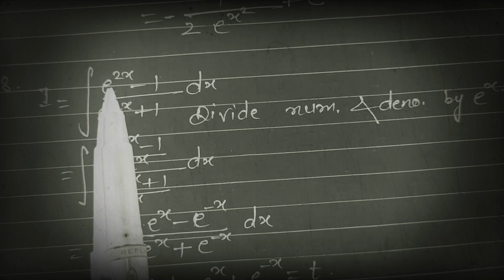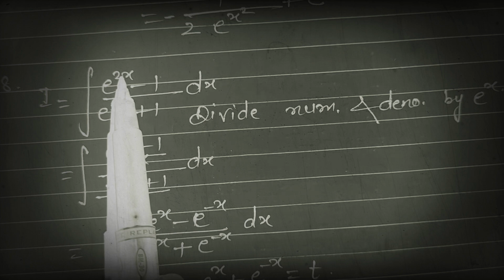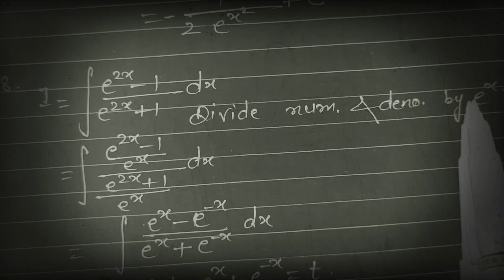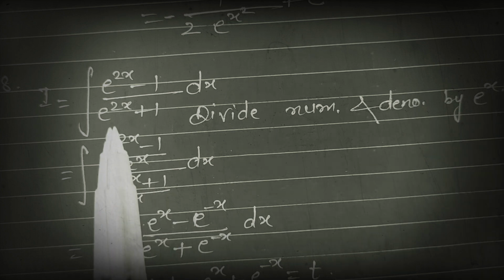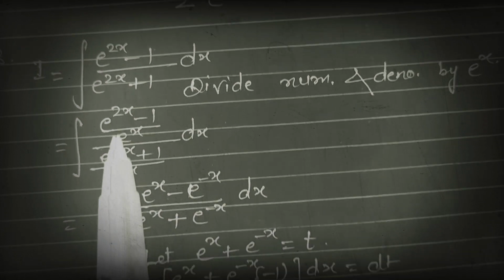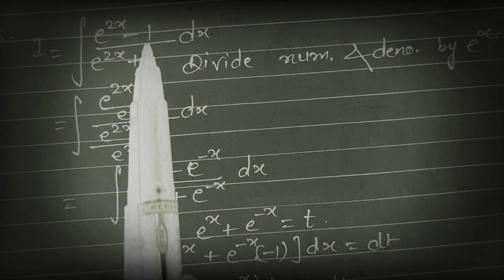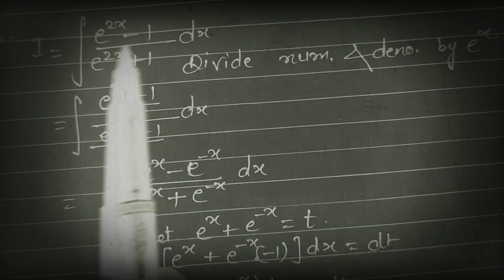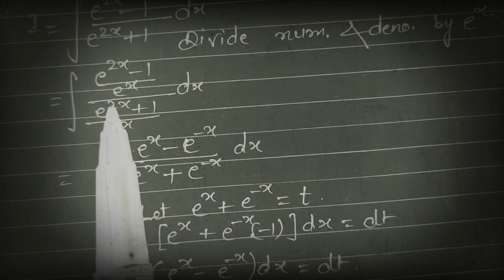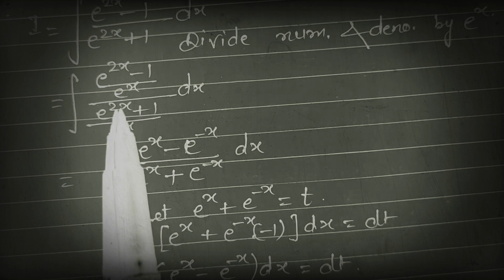Divide the numerator and denominator by e raised to power half of whatever power is here. So with e raised to power 2x here, we will divide the numerator and denominator by e raised to power x. This is the particular type. So e raised to power 2x minus 1 upon e raised to power x, and the same in the denominator, e raised to power 2x plus 1 upon e raised to power x. That means we divide the numerator and denominator by e raised to power x.